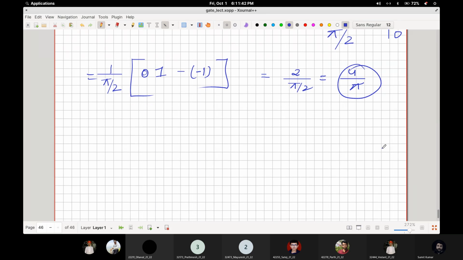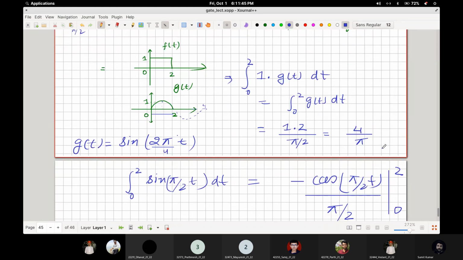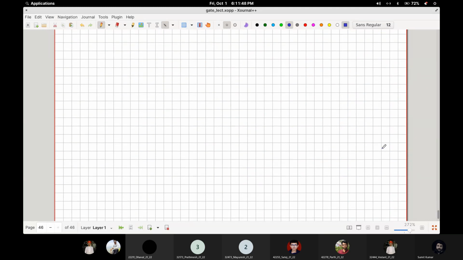Okay. So this turned out to be 4 by pi, right? So this is going to be dot product here, isn't it? Dot product of ft and gt. Let me give you some other signal now. So let's say I have this signal, which is like this. It's 1 between 0 to 4, and its value is 1. And I have another signal, which is also kind of a rectangular one only, but it's like this.